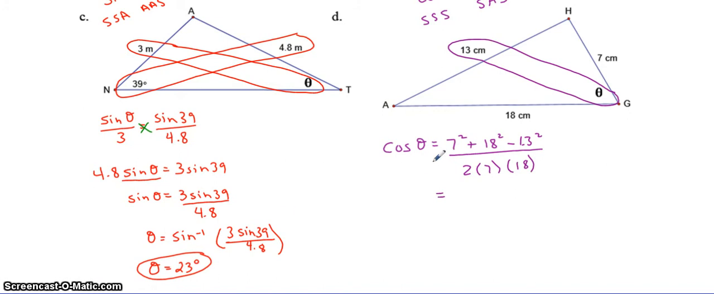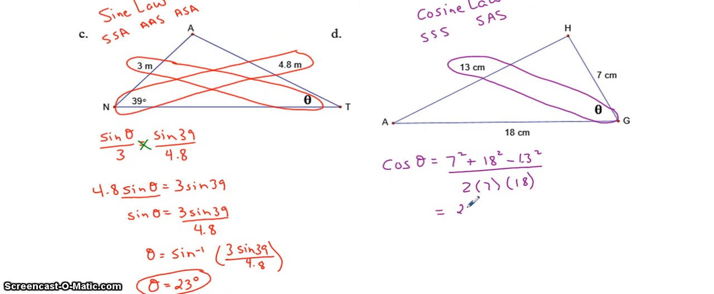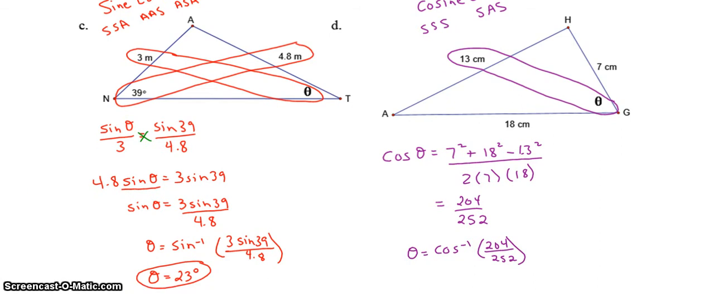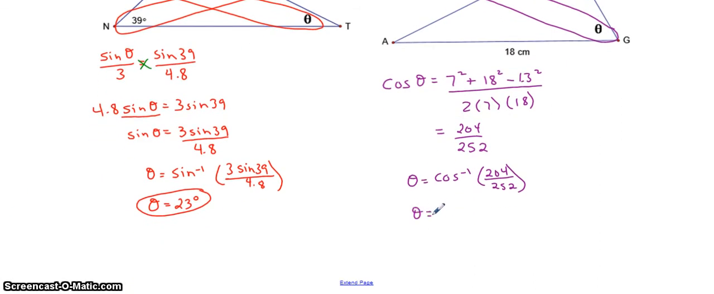Over 2 times 7 times 18. And using your calculator, you're going to work out the numerator and the denominator. And you will get 204 over 252. And once again, when you're solving for an angle, you take cos inverse of both sides. So that's the cos inverse of 204 over 252. And in your calculator, you will get 36 degrees. Alright, so that's the sine law and the cosine law solving for angles.